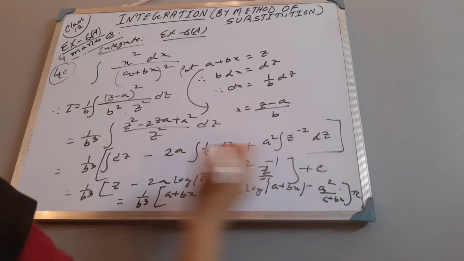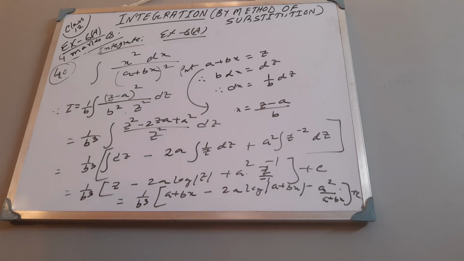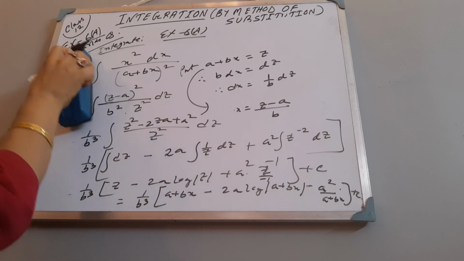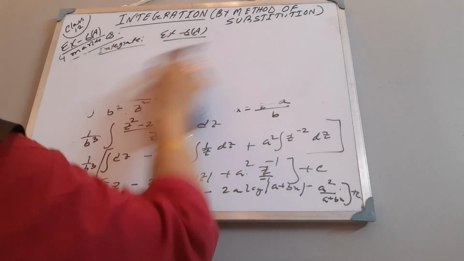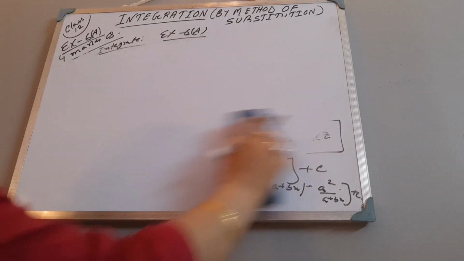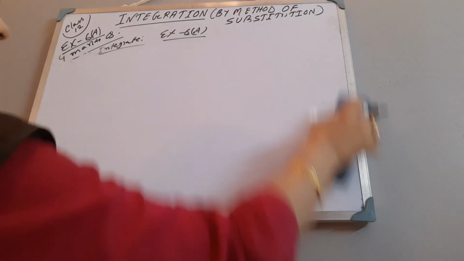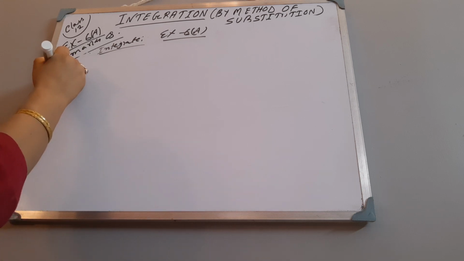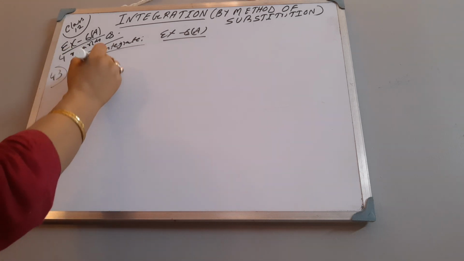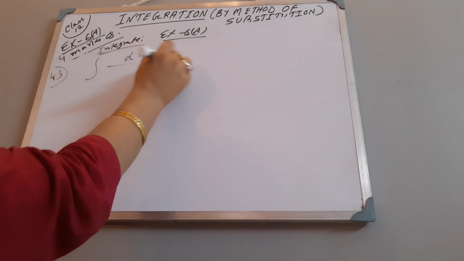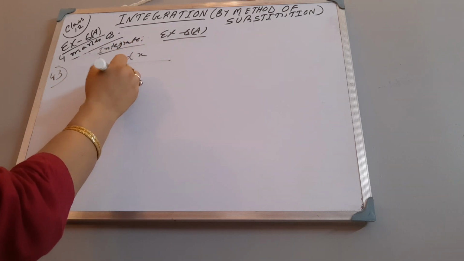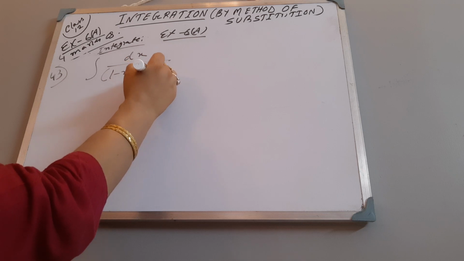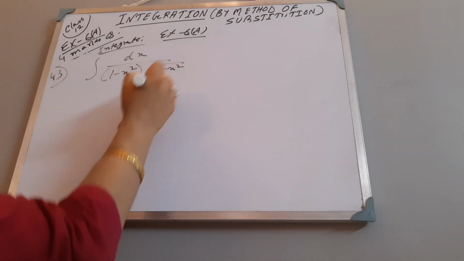Next, sum number 43. What's the question? Integral dx by square root of 1 minus x square, under root 1 minus x square.